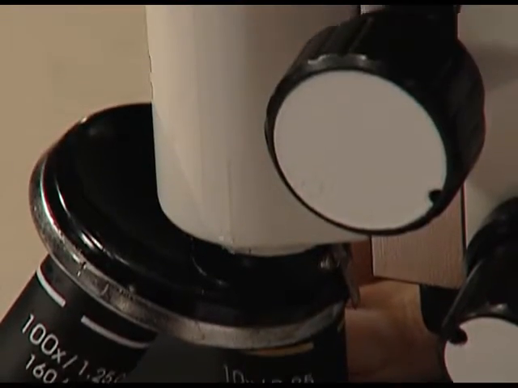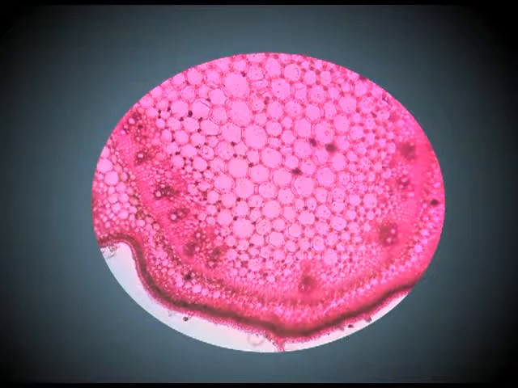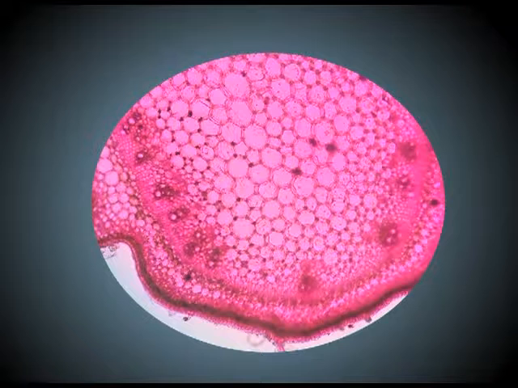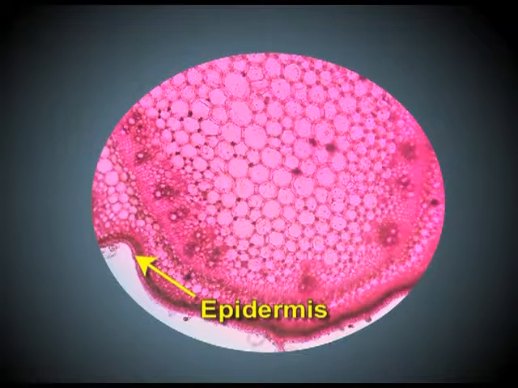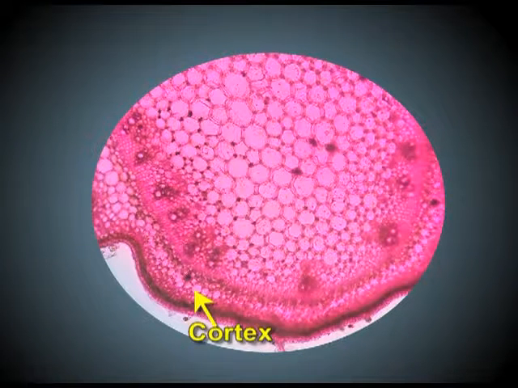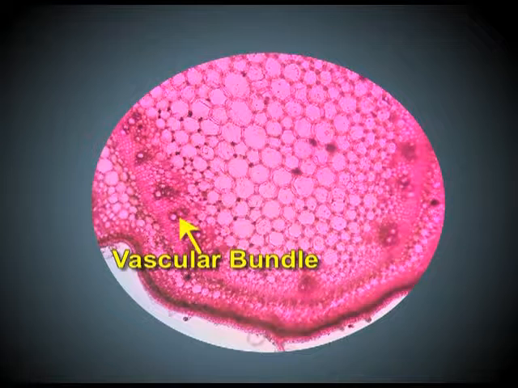Focus it under low power of microscope and try to see the structures visible. You can find that the section is circular in outline and there is a thin walled epidermal layer, and next to the epidermis we find the hypodermis, and next to hypodermis is the cortex, and then there is a ring of vascular bundles. Internal to the ring of vascular bundles there is a pith.